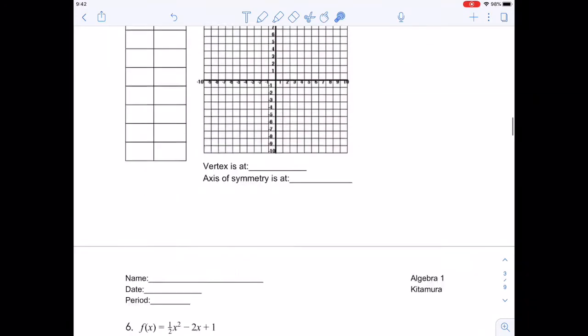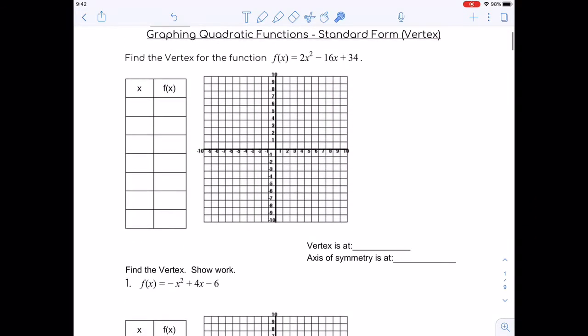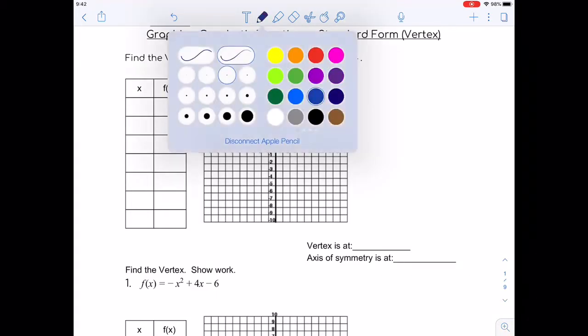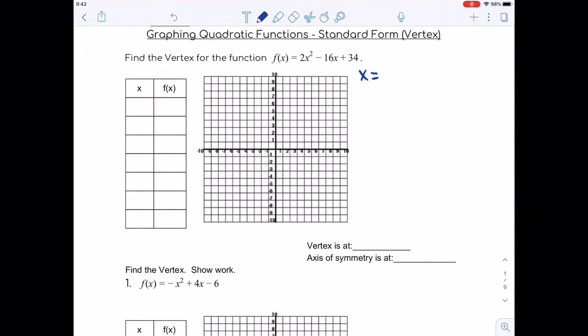Okay, so let's go back to the beginning. So we have quadratic functions in standard form. So you have 2x squared minus 16x plus 34. So you're going to do x equals negative b over 2a. So we need to know what is the a, what is the b, and what is the c. So here a is 2, b is negative 16, c is 34.